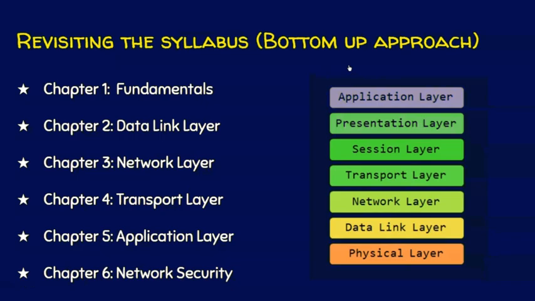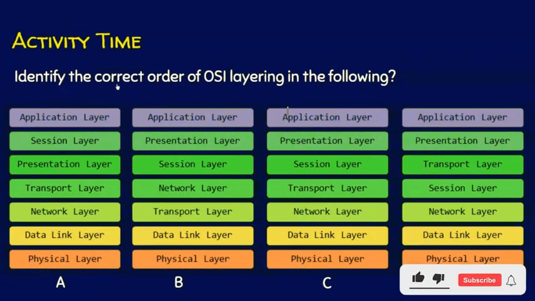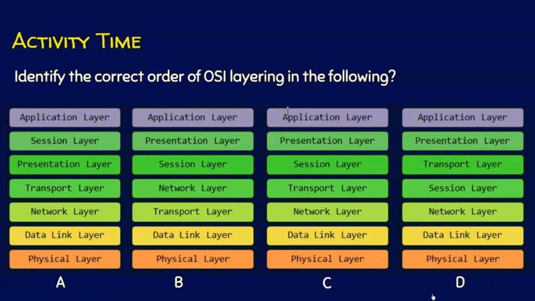Now there is an activity for you. We are required to identify the correct order of the OSI layering in the following. So 4 options are given: option A, option B, option C and option D. So we are required to find which is the correct one. Use the shortcut which is provided by me to remember the layers. With the help of that shortcut, you can easily identify which is the correct one. Pause this video for a while and post your answer in the comment section.